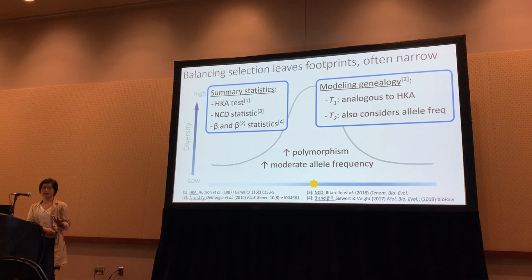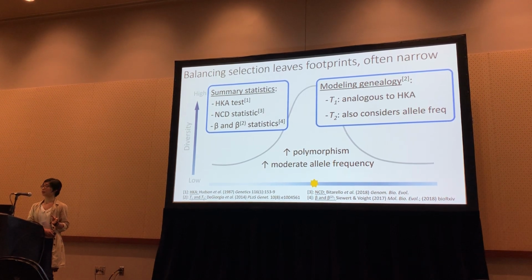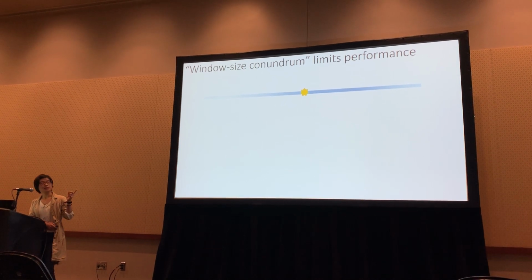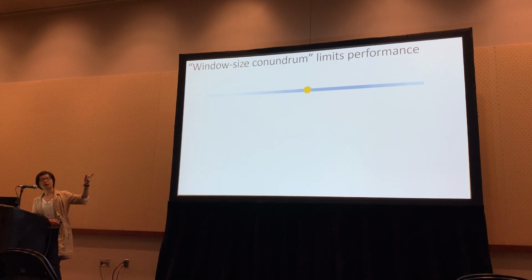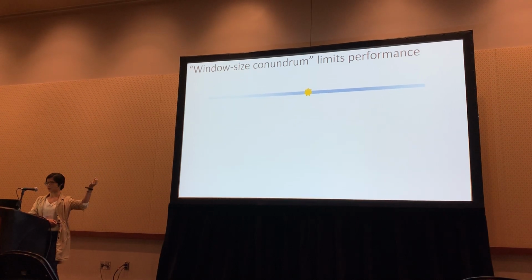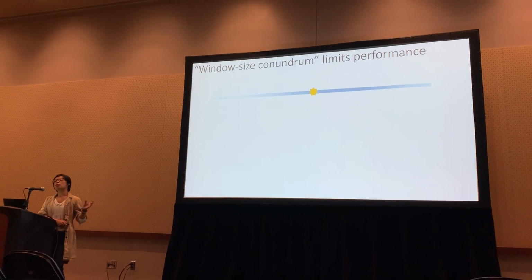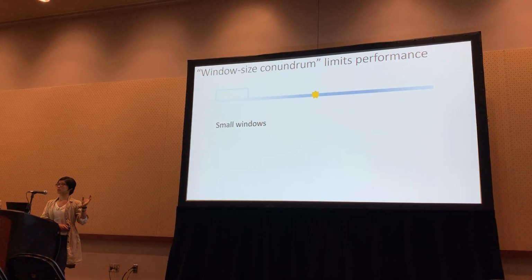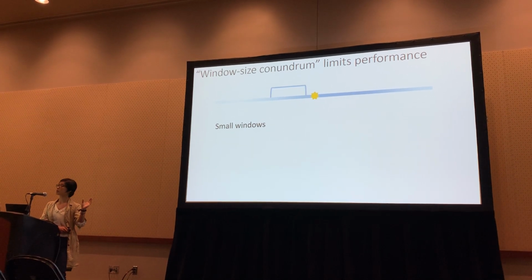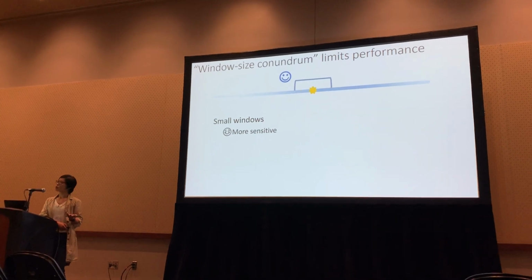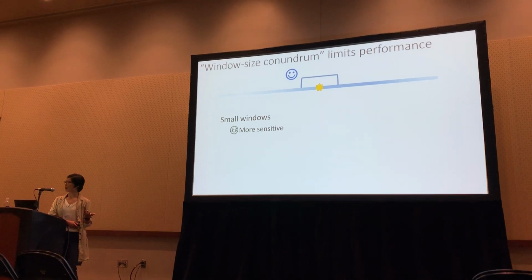Now, all these methods face a common constraint, which I call the window size conundrum. So let's go back to the same sequence, and for some reason the color's a little messed up, but just so you know, there's a region of high diversity around that side. If we started off scanning this sequence with a small window, close in size with what we expect the footprints to be, then yeah, we should have pretty nice power to pick that up.